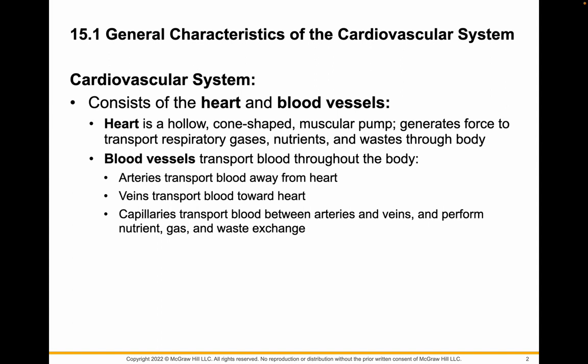So the cardiovascular system is this big muscle located right in your mediastinum called the heart, and its blood vessels that are associated with them. And the purpose of the heart, it's a muscle, and like any muscle, it's used to move something, and the heart is used to move blood. The blood vessels transport blood throughout the body, and here's what you want to make a note of.